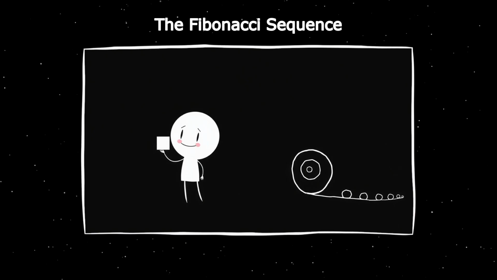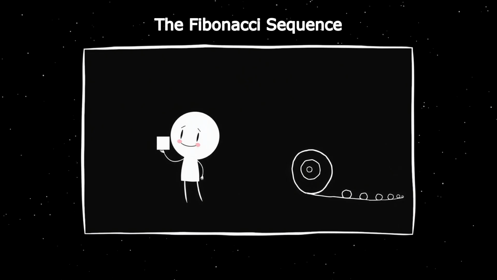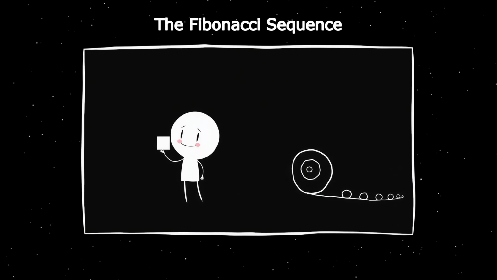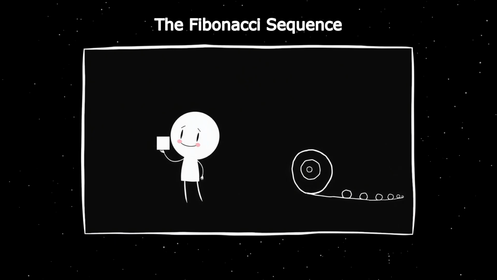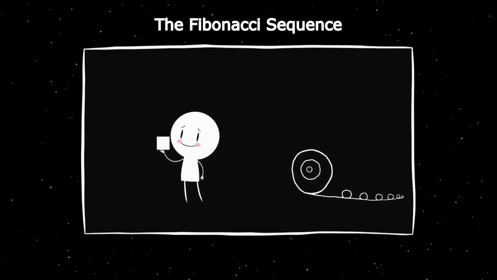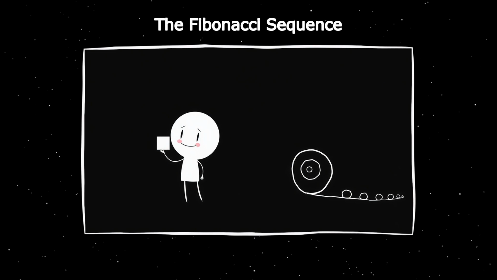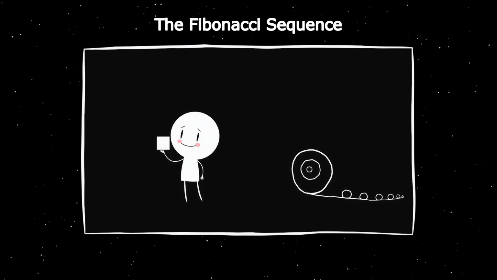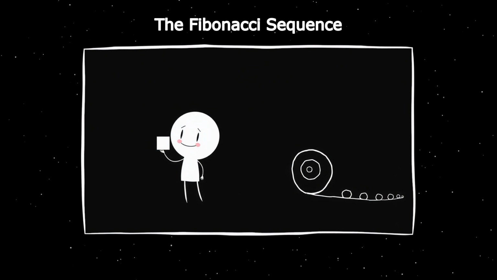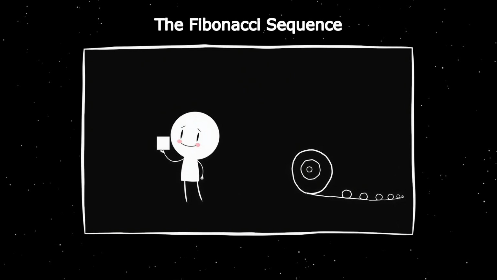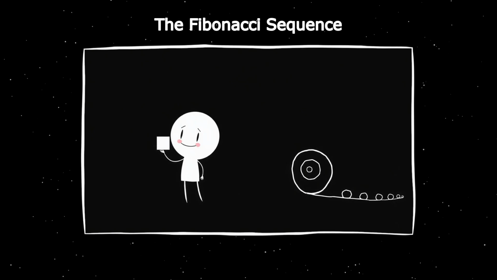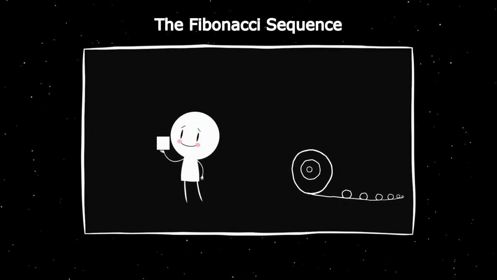In the famous thought experiment posed by Leonardo of Pisa, known as Fibonacci, he imagined a scenario where each pair of rabbits produces another pair every month after reaching maturity. The number of rabbit pairs can also be delineated by the Fibonacci sequence: one pair in the first month, another pair in the second, and so on.